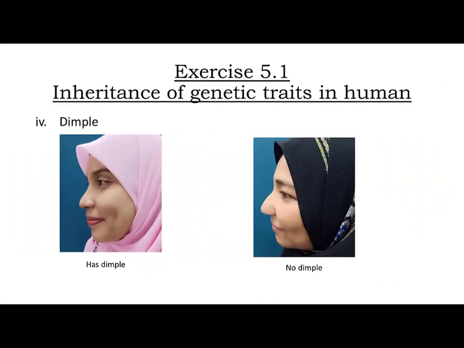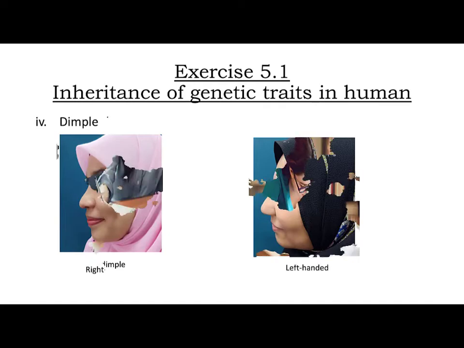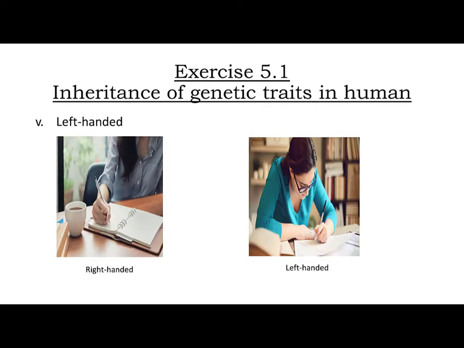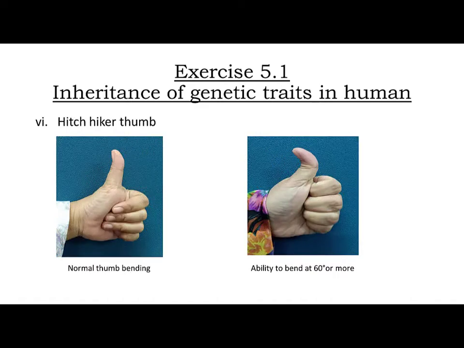Dimple. Individuals with dimples are genotypically dominant compared to those without dimples. Left-handed. The right-handed characteristic is dominant to left-handed. Hitchhiker thumb. The ability to bend the thumb at a 60-degree angle or more is genotypically recessive compared to normal thumb bending.